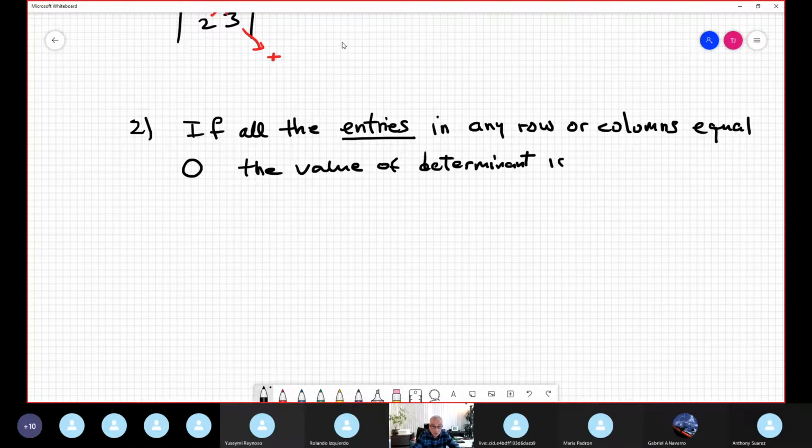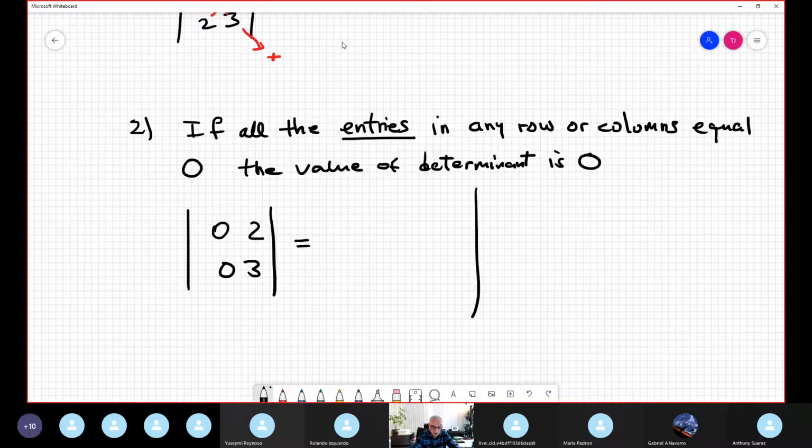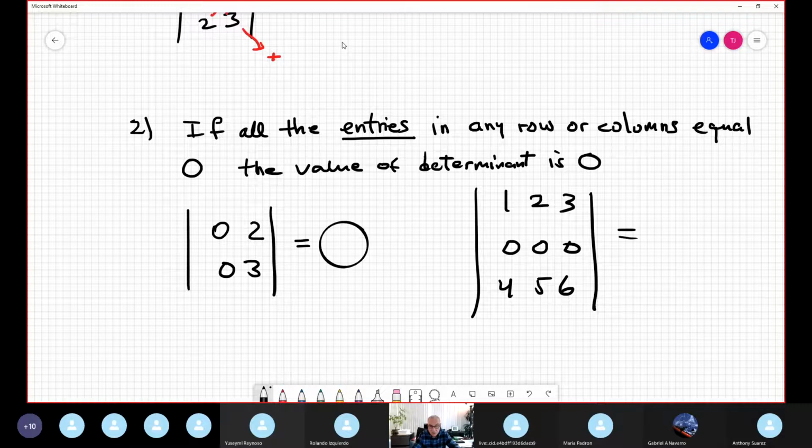Is also 0. And it's logical. Suppose this determinant: 0, 2, 0, 3. Suppose this: 1, 2, 3, 0, 0, 0, 4, 5, and 6. I guarantee you 100% that the answer is 0 and 0.